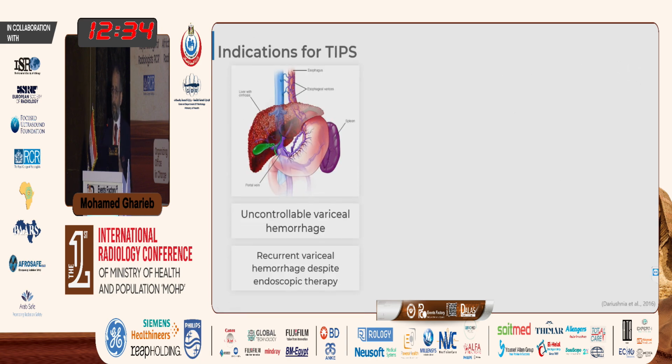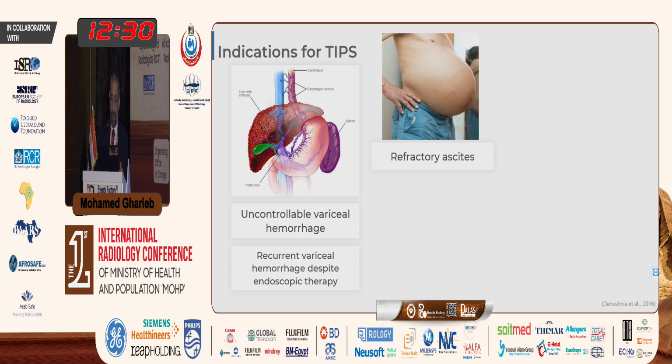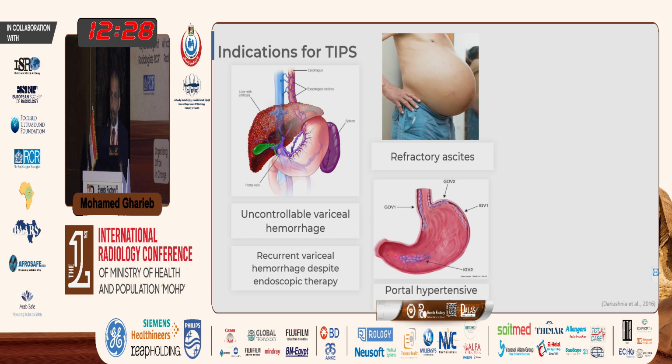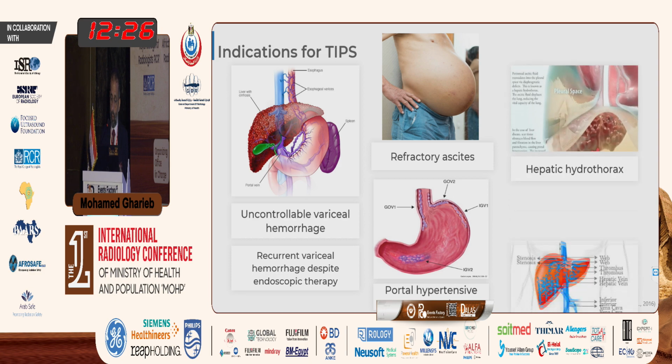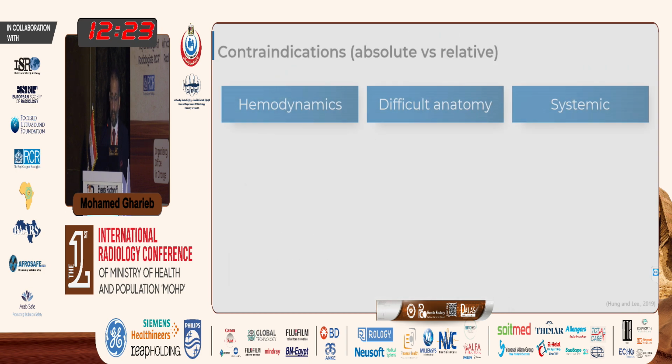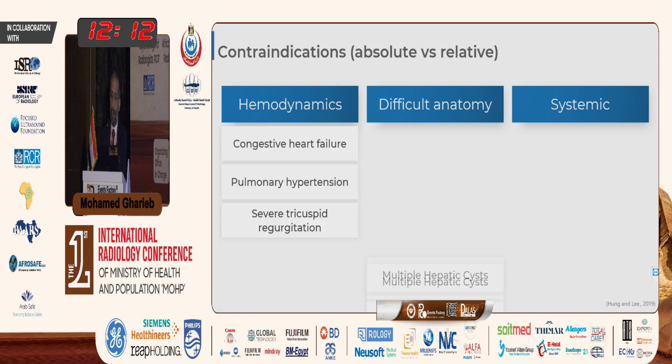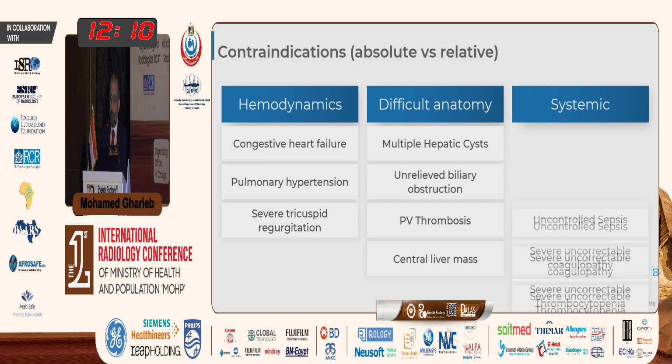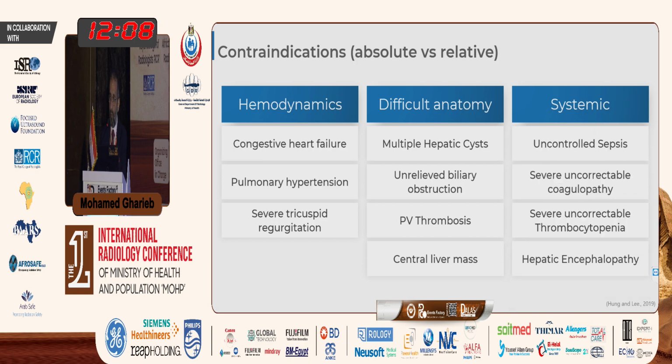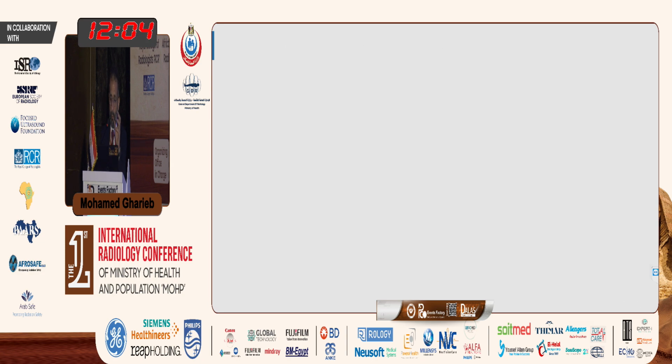What are the indications of TIPS in general? Uncontrolled variceal hemorrhage, especially patients with recurrent variceal hemorrhage, refractory ascites, portal hypertensive gastropathy, hydrothorax, and Budd Chiari disease. There are no absolute contraindications for TIPS. TIPS may be a life-saving procedure, but relative contraindications may be raised due to cardiac condition, unrelieved biliary obstruction, sepsis, thrombocytopenia, encephalopathy, and this is discussed case by case and patient by patient in each setting.